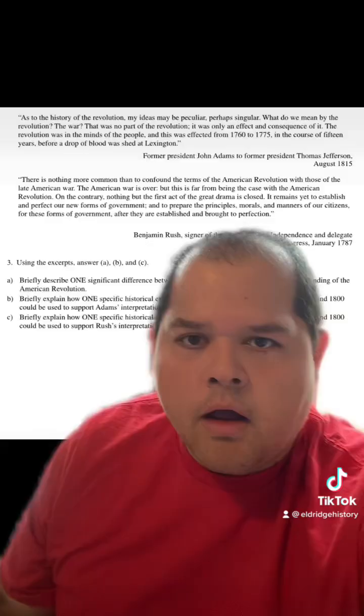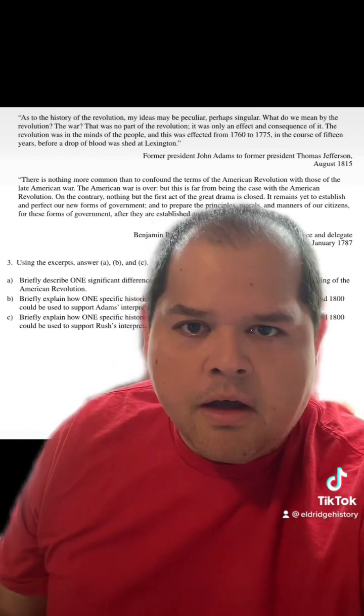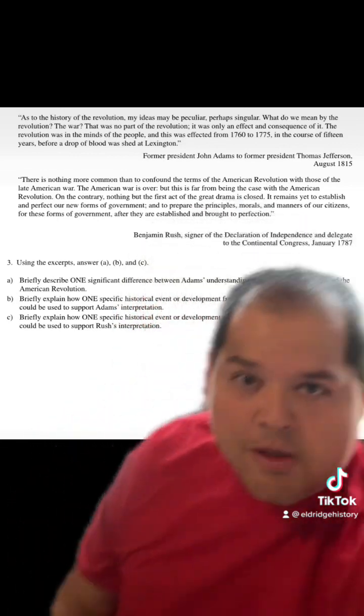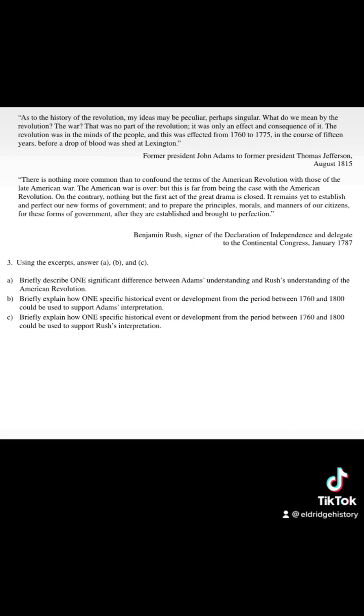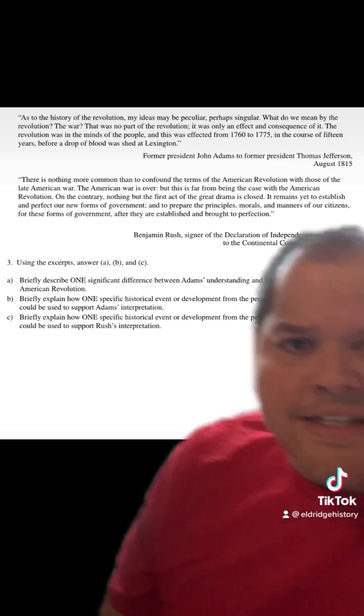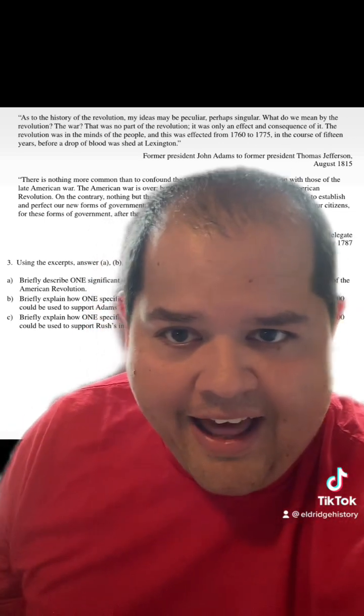Today's history lesson focuses on how to write an SAQ if you're taking AP US History, AP European History, or AP World History. On the exam, you're going to have something that'll look similar to this. So what you'll have to do is, for example, you'll have two different stimulus or authors or writings that you're going to have to be able to analyze.